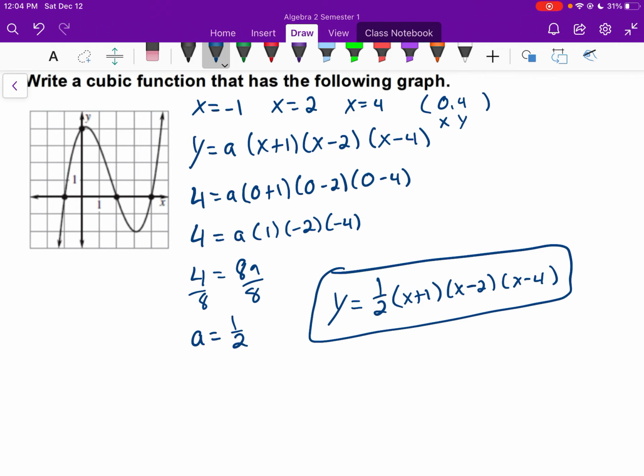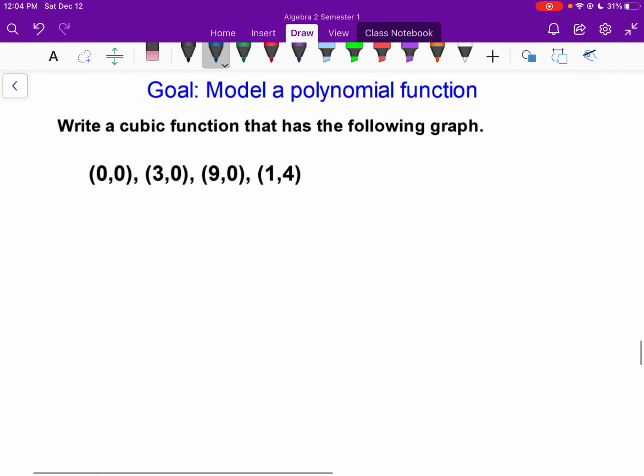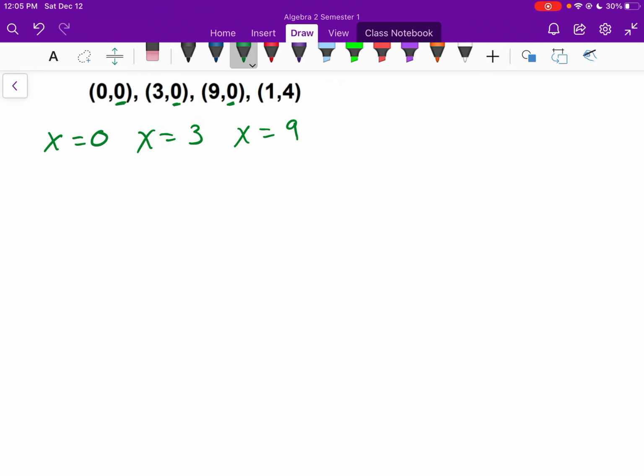All right, next one, final one here. Now I'm not giving you the graph, but I'm giving you the points. So it's a matter of determining which ones are those x-intercepts. X-intercepts, zeros, solutions. For x-intercepts, the y coordinate is always 0. So those are my 3 zeros: 0, 3, and 9. Writing that out, y is equal to a times x minus 0. I'm not even going to worry about writing x minus 0, I'm just going to write x, times x minus 3 times x minus 9.